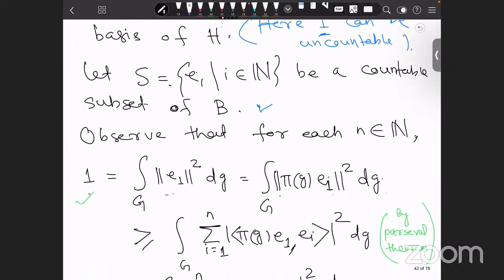So observe that for each n belongs to N, I will get 1 equal to the integration over G of the norm of u1 square dg.